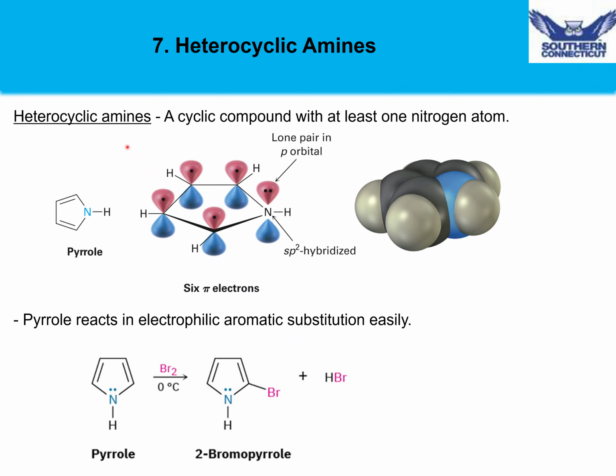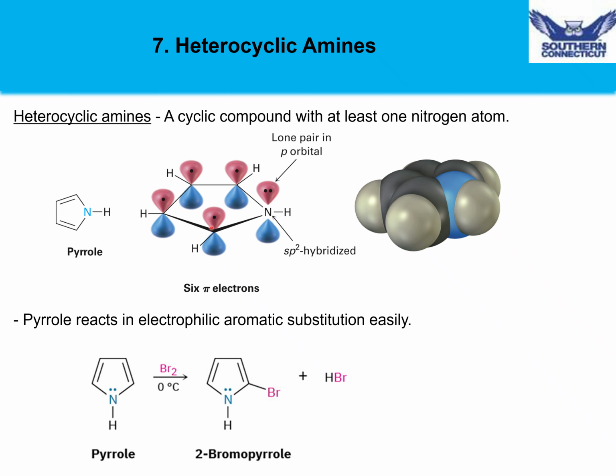Heterocyclic amines are, as we mentioned previously, compounds that are cyclic with at least one nitrogen involved. Pyrrole is an example of a heterocyclic amine. It has a nitrogen plus 4 carbons. It is an aromatic compound, as we have mentioned before.